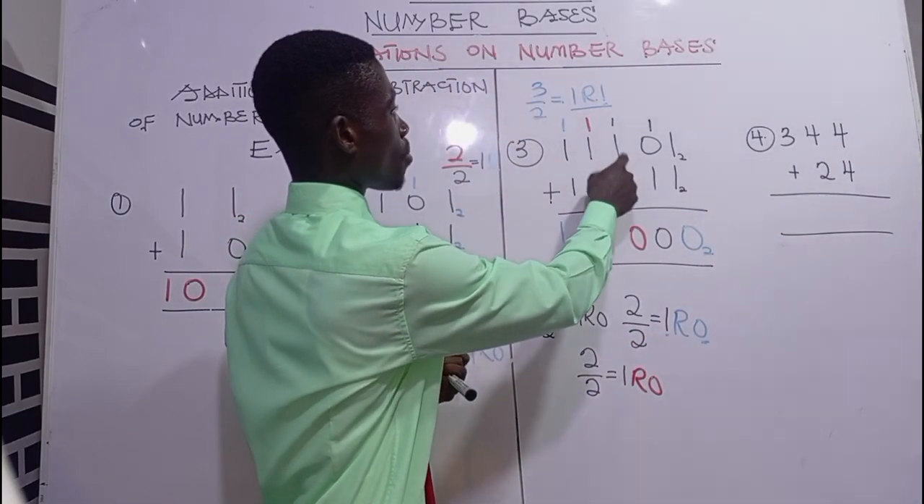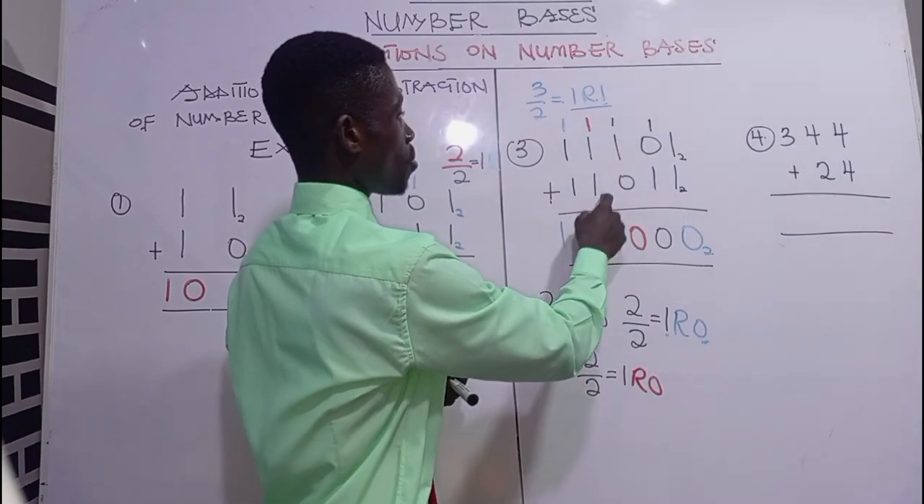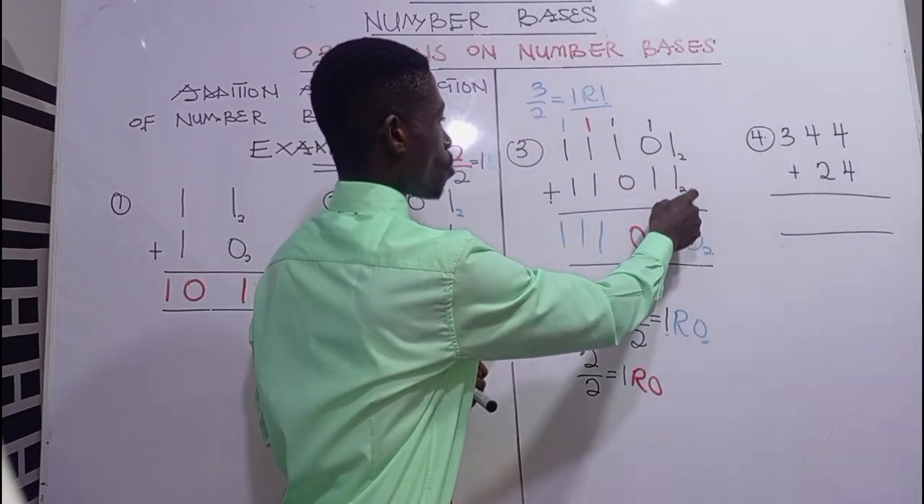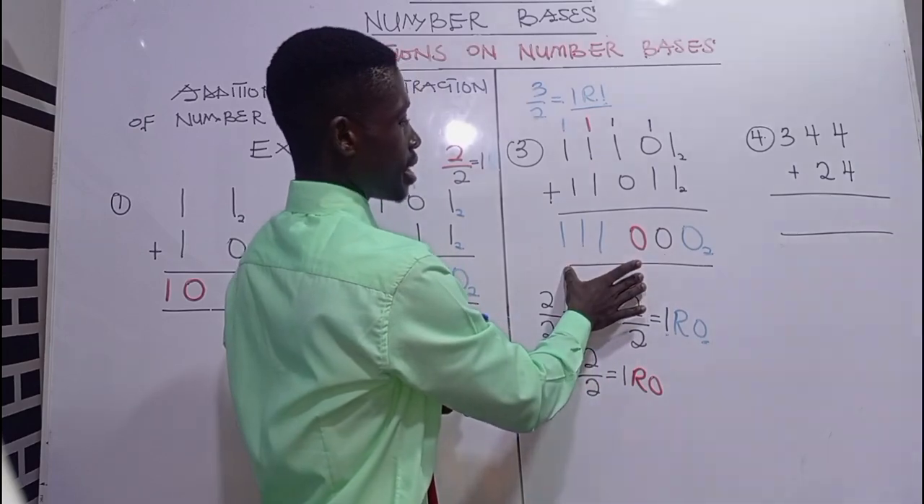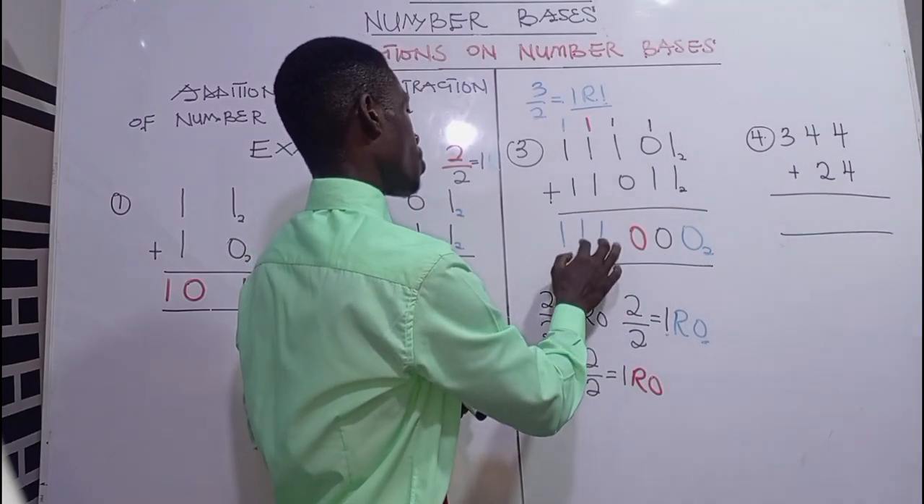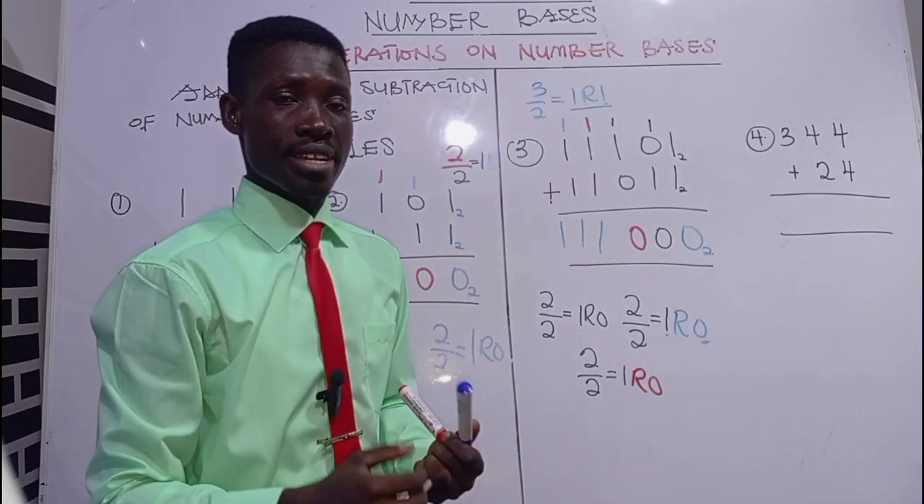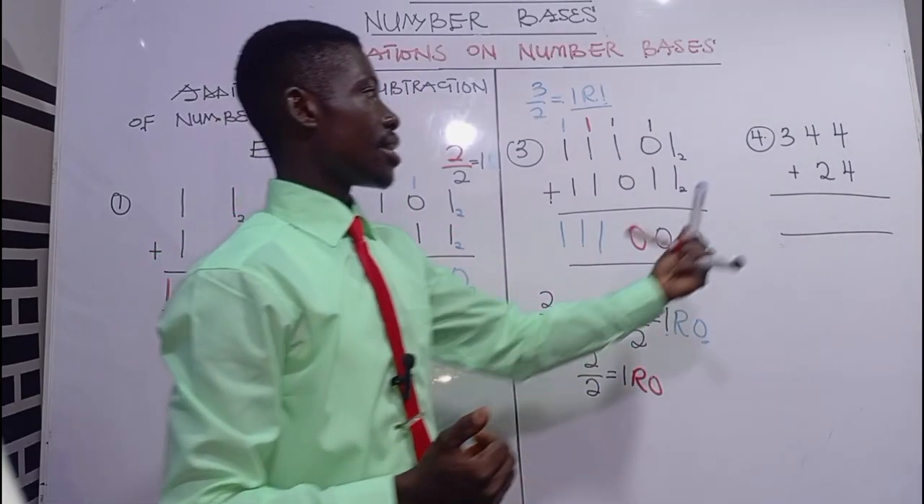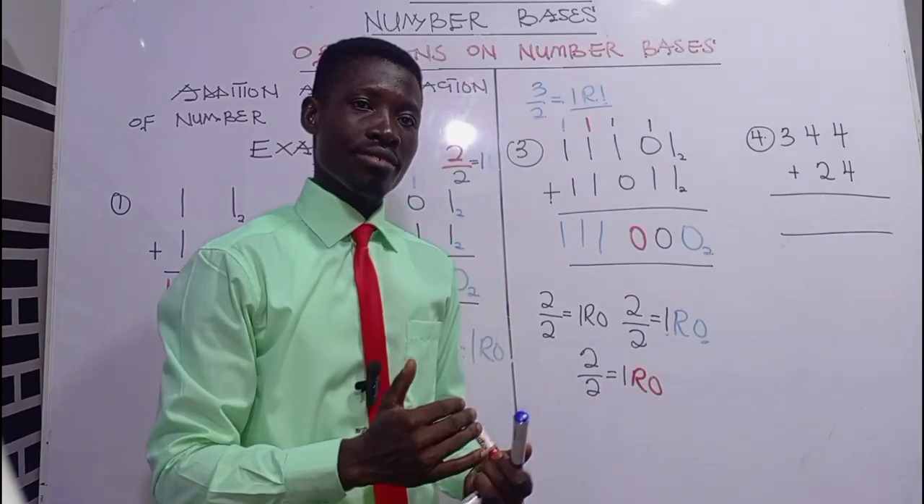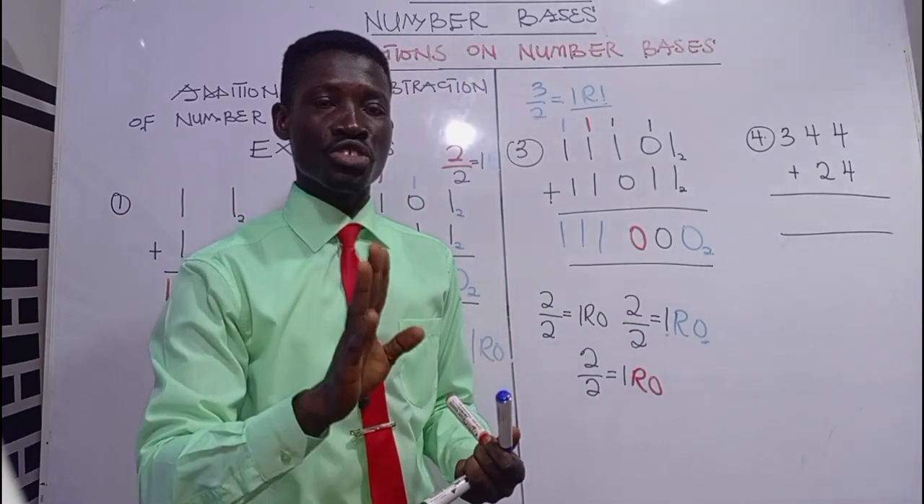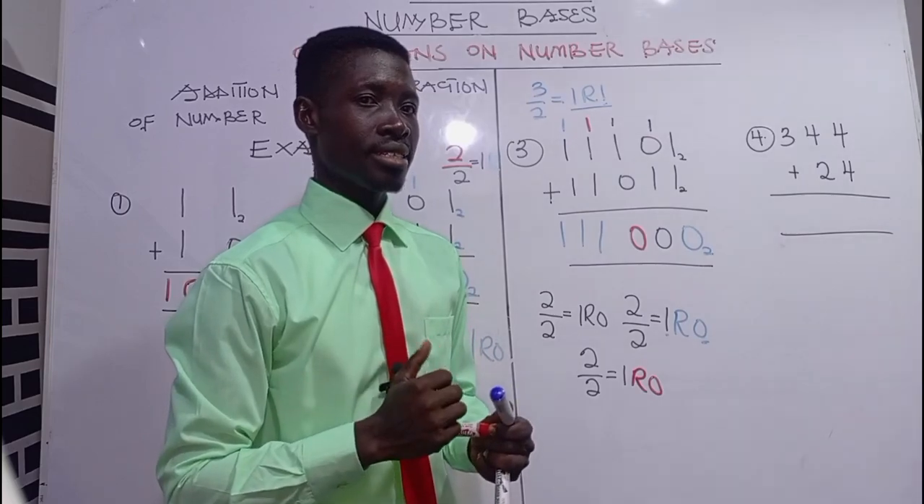So 11102 plus 1101 base 2 is equal to 111000 base 2. Very, very easy. Let's take the next example. Then after that, I'll give you 3 examples. You try your hands on them. Is that clear? Good.